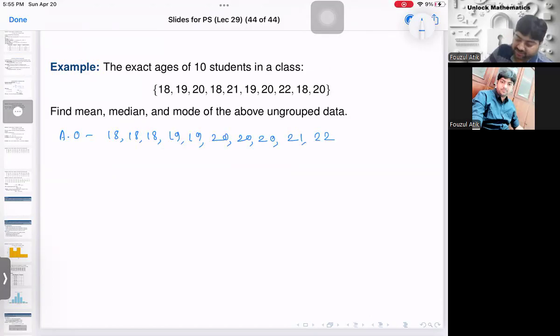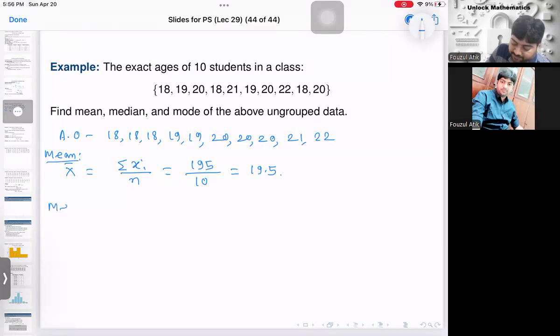So what is the mean of it? Mean is the sum of all of them divided by the number of elements. So summation of xi divided by n. If I add all of the numbers, you will see it is 195. And there are 10 data points, so this is 195 by 10, so therefore the average or mean is 19.5. Now therefore this is the mean.